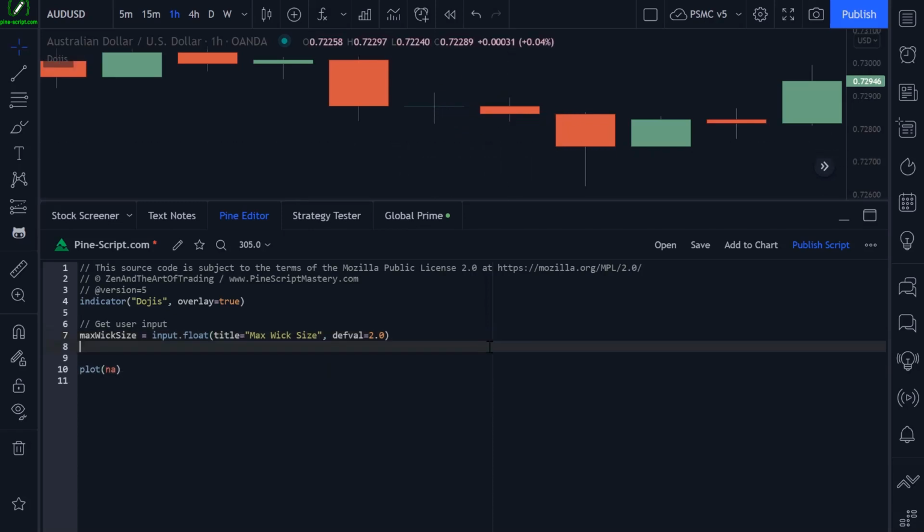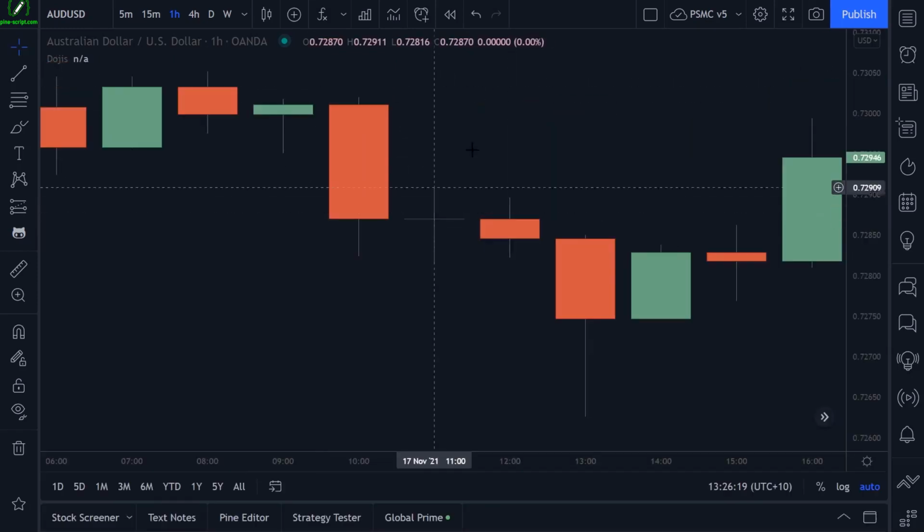The next input we want is the max body size. And this is also a float, input.float with a title of max body size. And this is going to have a default value of 0.05. And this value is a percentage. So this is the body size percentage, the maximum body size percentage in relation to the total candle. So by default, we want a candle where the body of that candle is 5% of the total size or less. So this right here probably will not be detected as a doji by this code because the body is much greater than 5% of the total candle size.